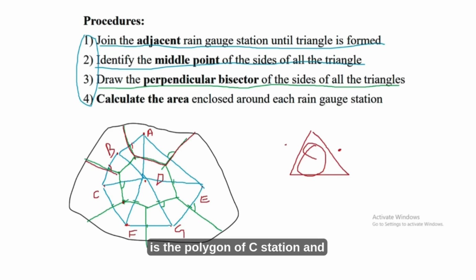This is the polygon of C station. And this is the polygon of D station. This is the polygon of G station. This is the polygon of E station.